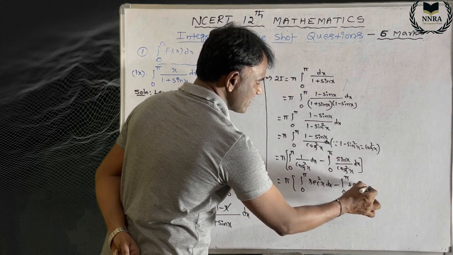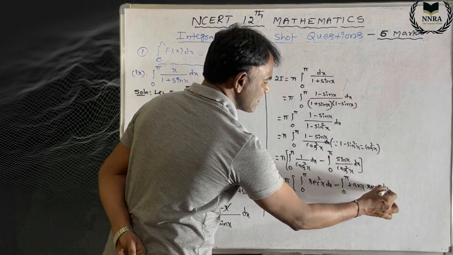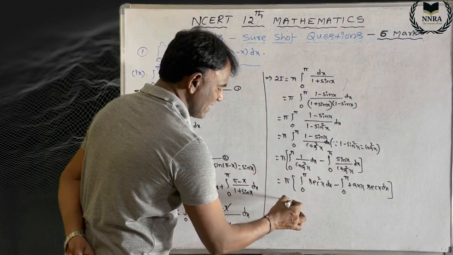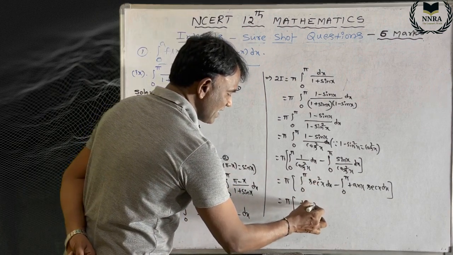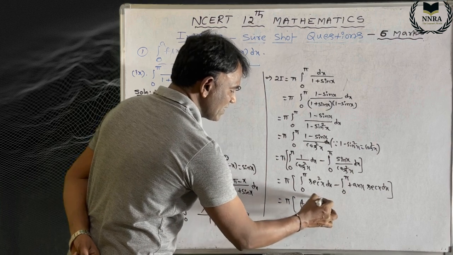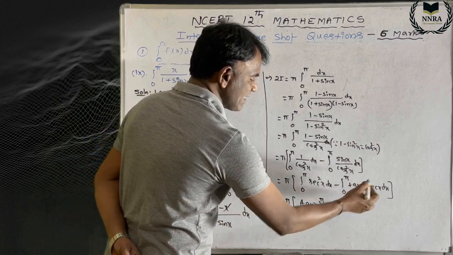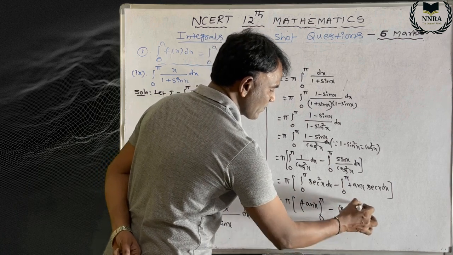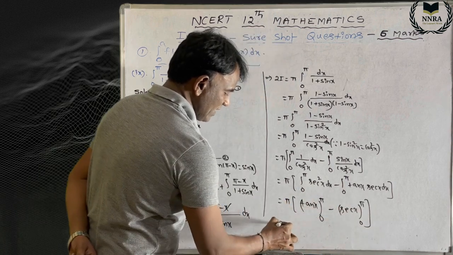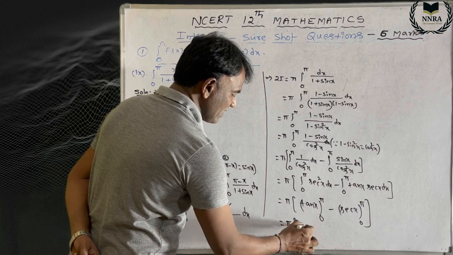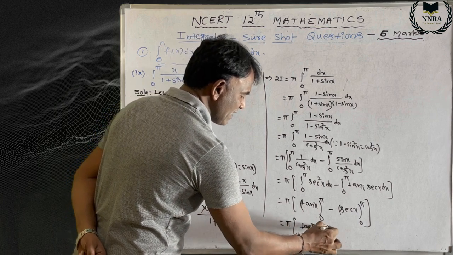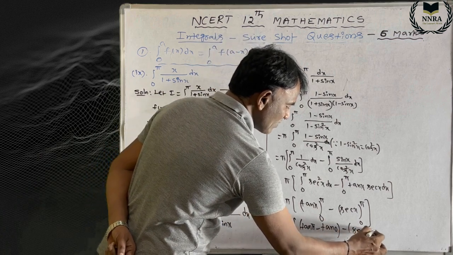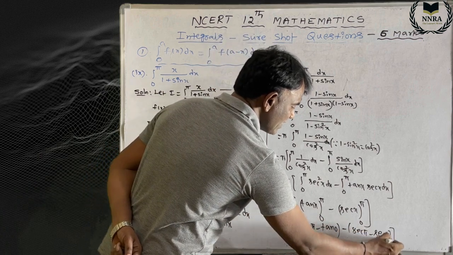And 1 by cos is there, that can be written as secant x, then dx. And integral secant square x dx is equal to tan x, right? So here it is tan x. Now limits are 0 to pi. And minus integral secant x tan x dx equals secant x, again 0 to pi. And now pi into, what is the value here? Tan pi minus tan 0. And coming to the second one, secant pi minus secant 0.